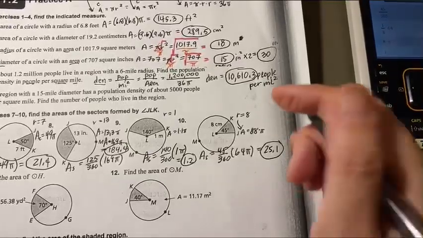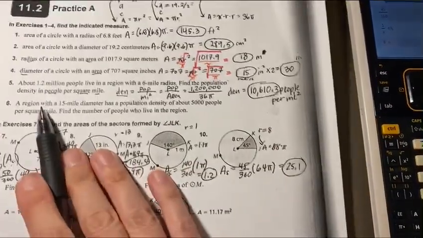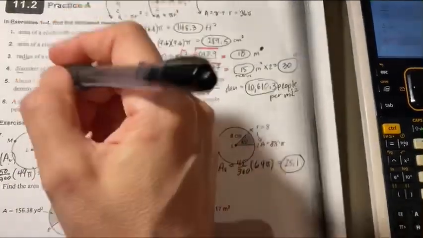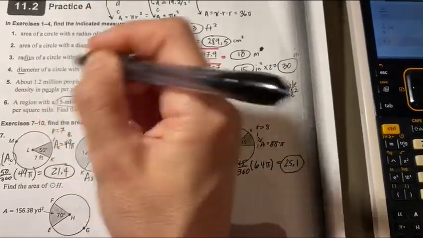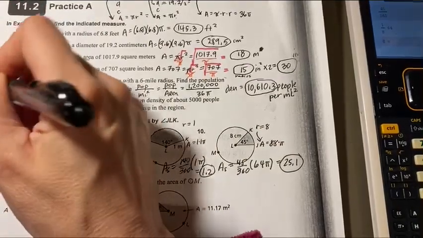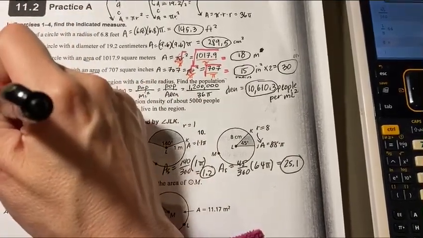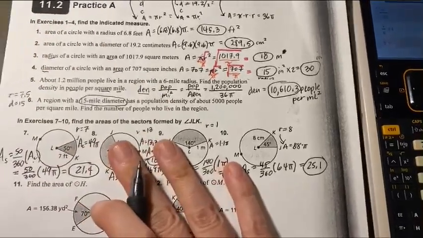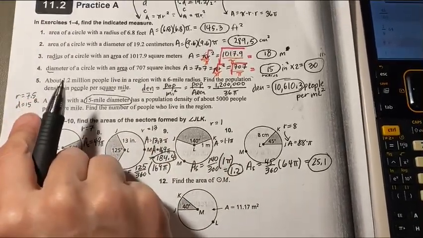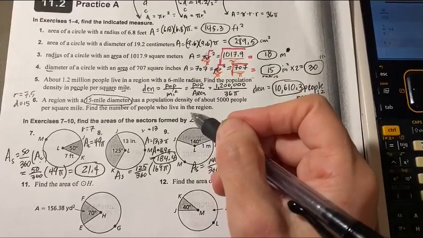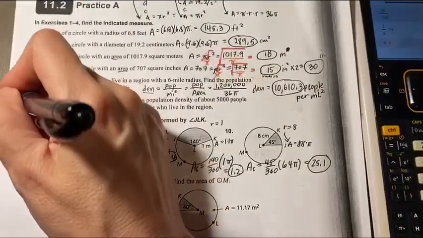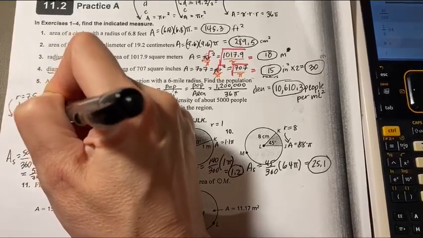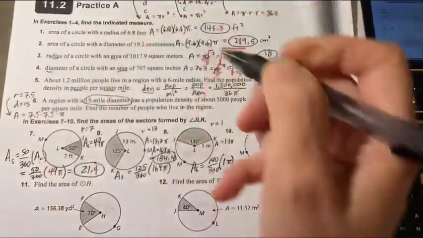All right. Now, we skipped this other density problem. So back to here. It says a region with a diameter of 15. So working backwards, if something had a diameter of 15, the radius would be 7.5. It's half of 15 is 7.5. So what would the area be? So the area would be 7.5 times 7.5 times pi.